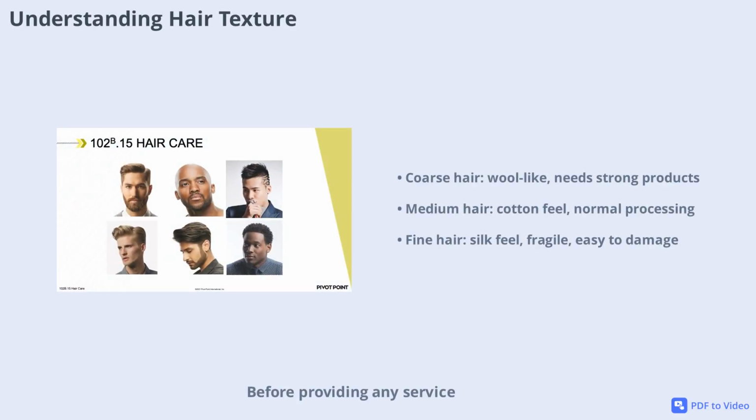Before providing any service, it's important to become familiar with your client's hair. Start by determining their hair type and density. Hair texture can range from coarse, which feels like wool and may need stronger products, to medium, which feels like cotton and processes normally, to fine, which feels like silk and is more fragile. Recognizing these differences helps you select the right products and techniques for each individual.